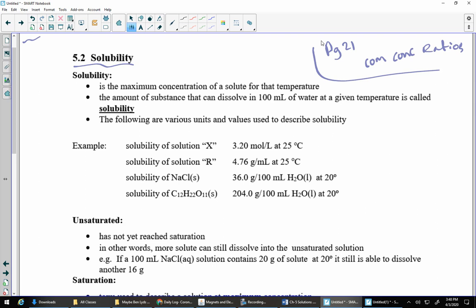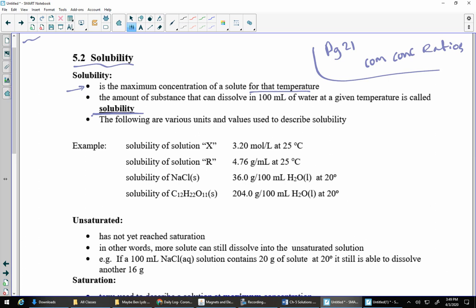The first thing that we talk about with solubility is the maximum concentration of a solute for a particular temperature. I'm sure you've seen this before: you heat something up, you can always dissolve more of it in there, if it's a solid at least. So the amount of solute that can be dissolved is our idea of solubility. It's putting a number on it.